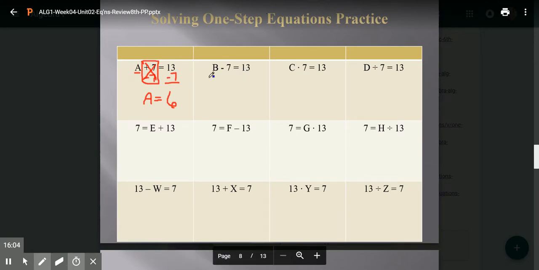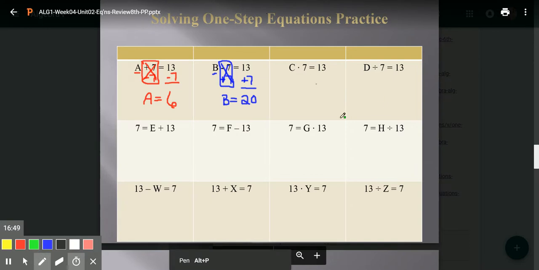This next one, we've got some variable b, and we need to subtract 7 from it to get 13. So what can we subtract 7 from to get 13? You may have already noticed what the answer would be, but we need to practice the mechanics of it. So the opposite of subtracting 7 is going to be to add 7. And again, whatever we do to one side, we have to do to the other. And right here, negative 7 plus 7, that's going to give us 0, so that cancels out. And we're just left with b equals 13 plus 7 is 20.